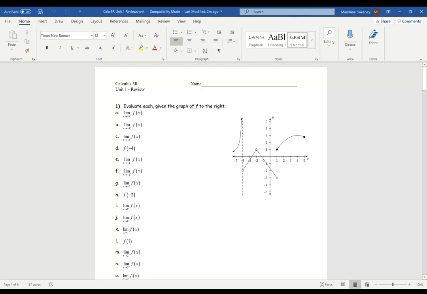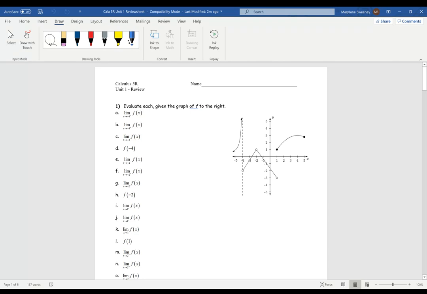Okay, so for Unit 1 review, we're looking first at limits. So it's the limit of f of x as x approaches -4 from the left. If you're coming from the left, moving right on the graph, your y's are going to infinity.